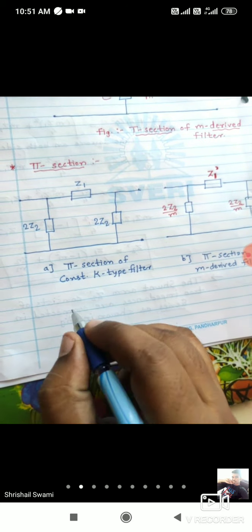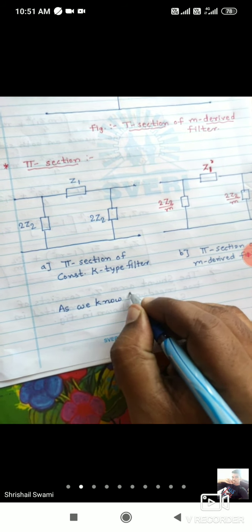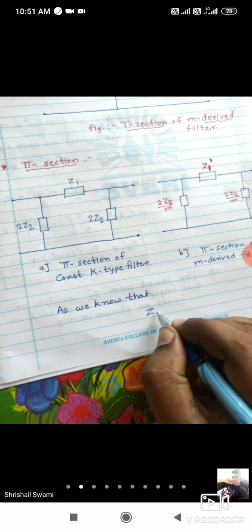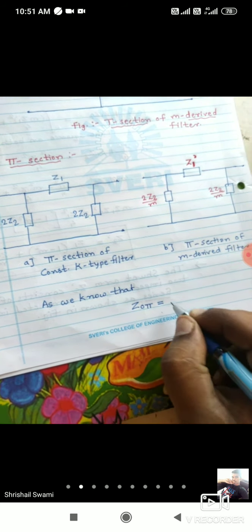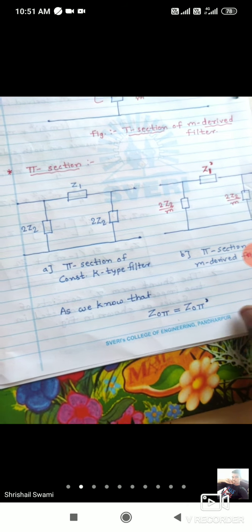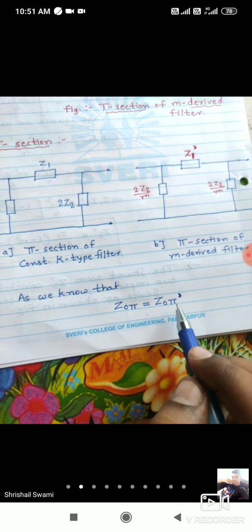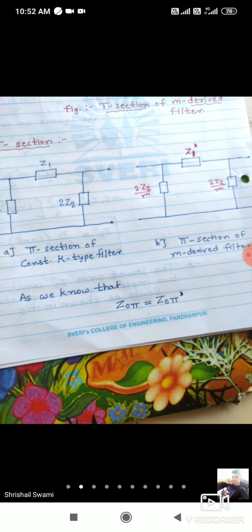Now we are going to derive the expression for Z1 dash. So what will be the expression for Z1 dash? Similar to the T section, there will be a derivation. So as we know that Z0 pi is equal to Z0 pi dash. Here Z0 pi is nothing but the characteristic impedance of the pi section, and Z0 pi dash is the characteristic impedance of the pi section of M derived filters. So that I will write.